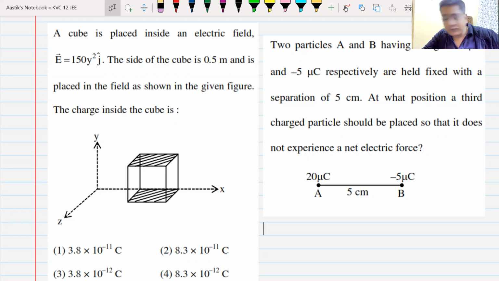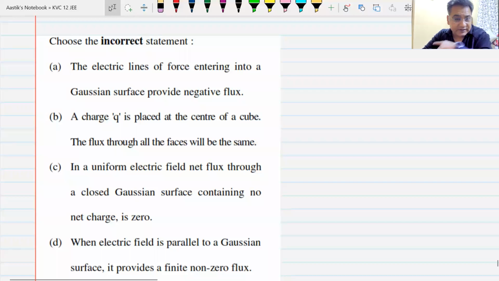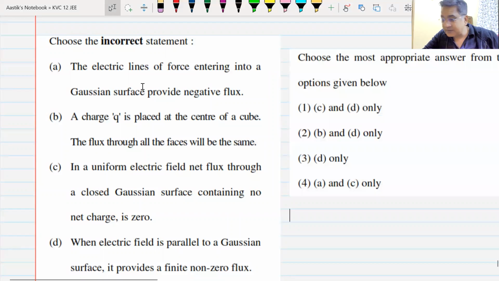Every question in whatever possible form it can come. This is the 'choose the incorrect statement' question, and these are the options. Choose the incorrect statement. Tell me the answer, because this is a theoretical question. I will put the incorrect statement here. Yes, tell me the answer for this one.